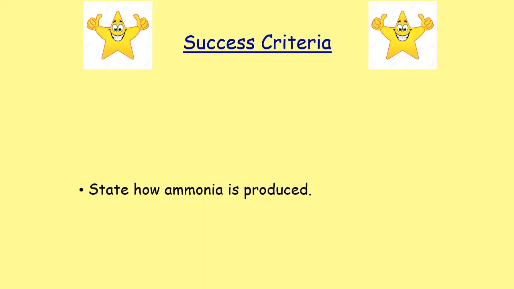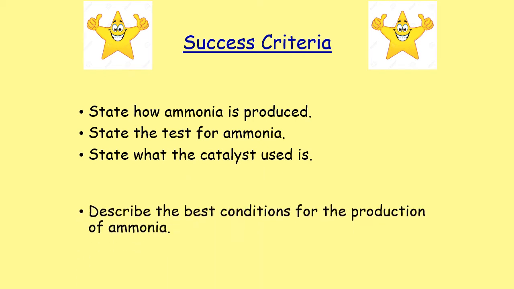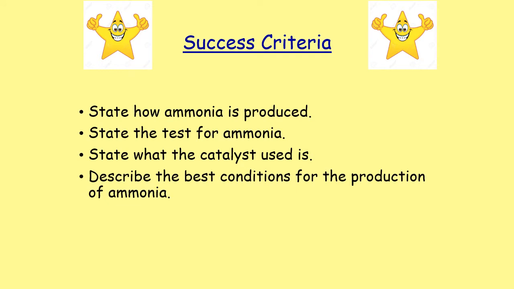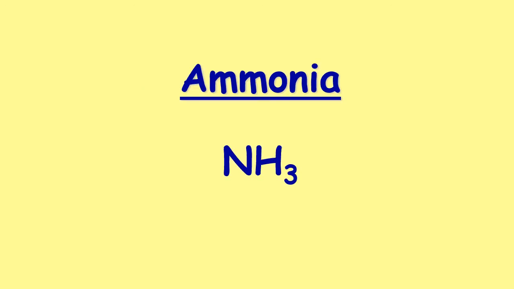Our success criteria is to state how ammonia is produced, to understand the test for ammonia, and to understand what catalyst is used in the Haber process. Also to describe the best conditions for the production of ammonia. So fertilizers are a big business, and there are two main processes used to start off the production of most fertilizers. The first one of those is the production of ammonia, NH3, in a process we call the Haber process.